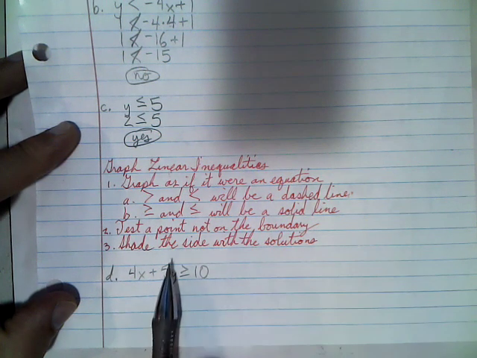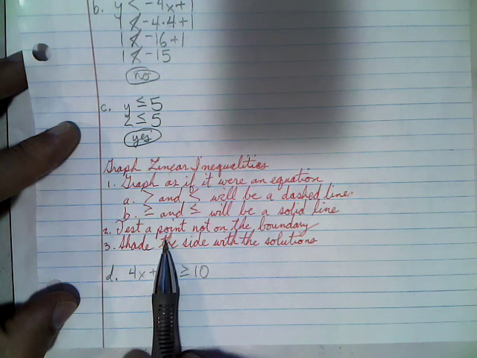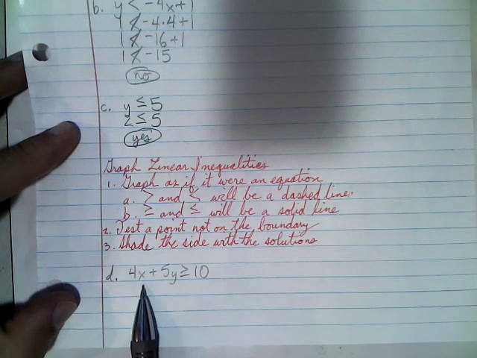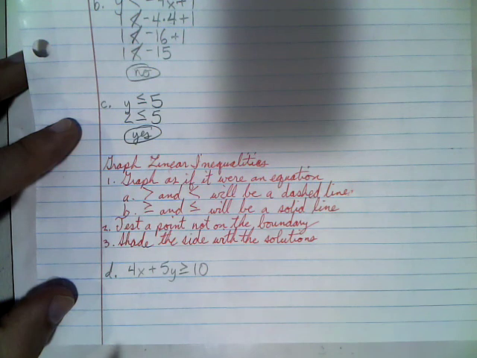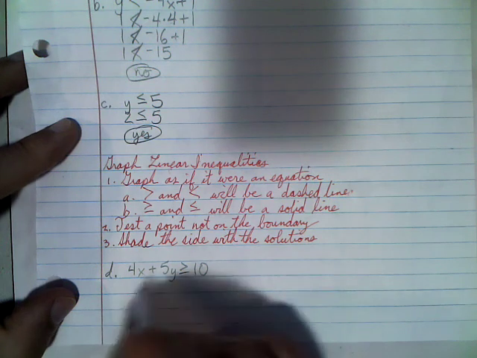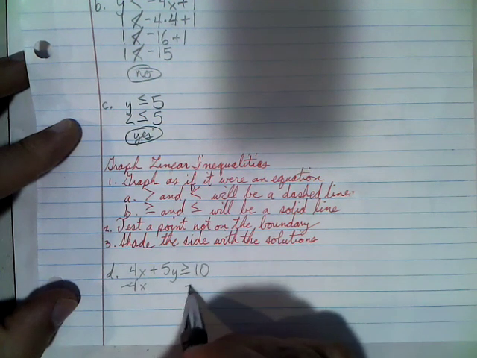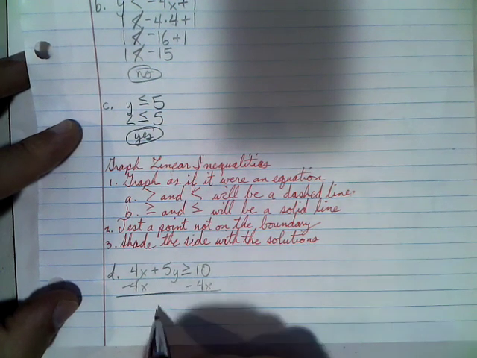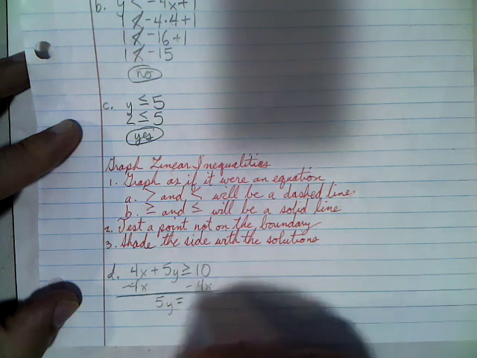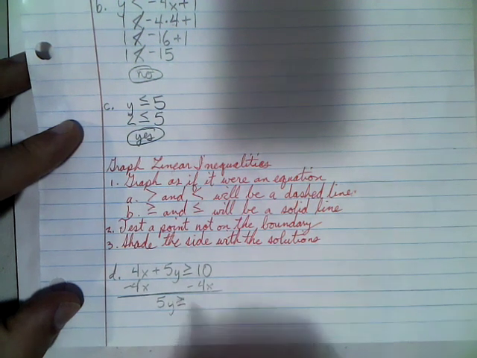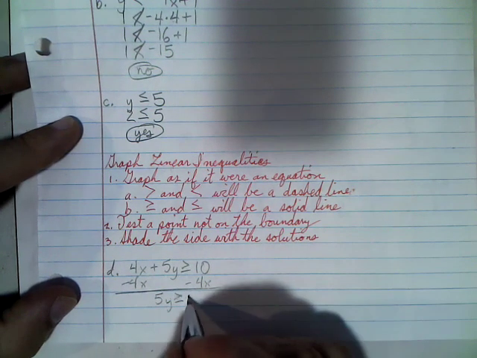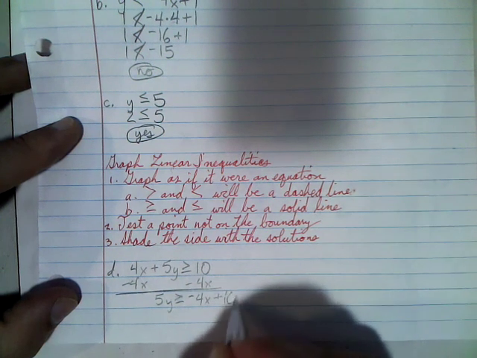So you really could go either way. So if I plug in 0 for y, I can solve that to find my x-intercept. If I plug in 0 for x, I can solve that to find my y-intercept. There's 2 points and you've got your line. But generally speaking, it's usually easier if we just go ahead and solve that for y. So if I solve this for y, negative 4x on both sides, so 5y is greater than or equal to, sorry, force of habit, because subtraction does not change my inequality, negative 4x plus 10.